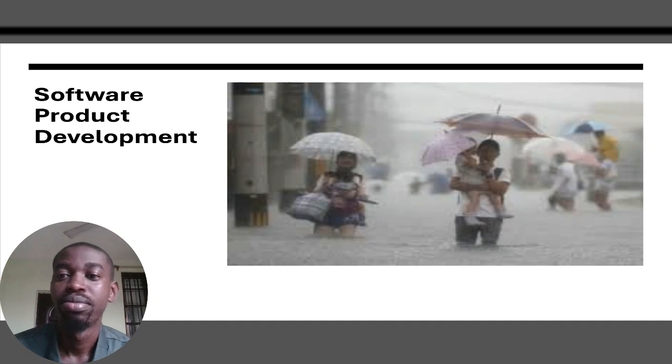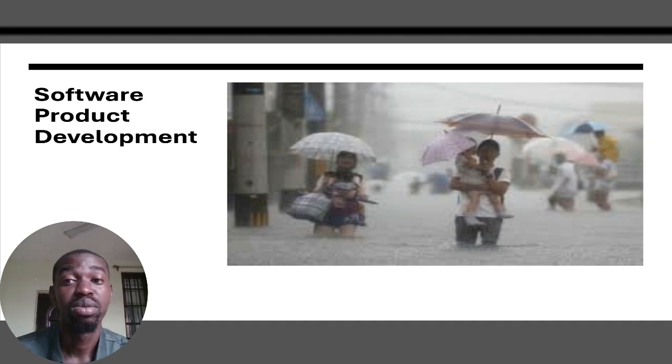Right. So today's topic is going to be on software product development. Now, some years ago, there was this heavy flood in one locality, right? And then everybody in that locality was just looking for a place to sleep, but there was flood everywhere. They couldn't get any place to sleep.